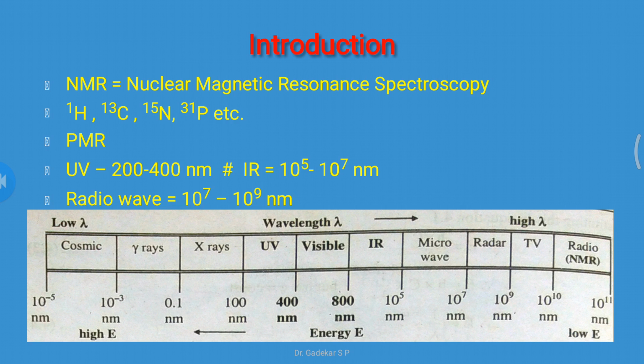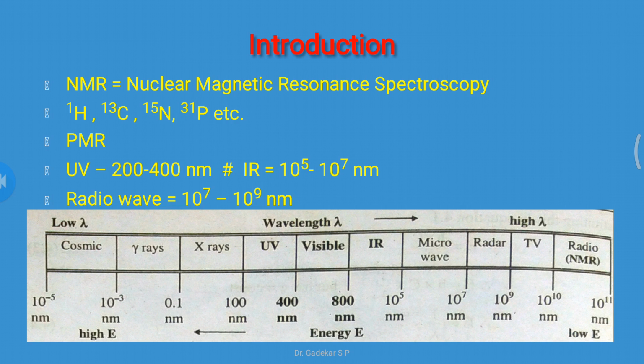In this chapter we use the nuclei of hydrogen, which means proton. The hydrogen nucleus is a proton, so we call it proton magnetic resonance spectroscopy, PMR. Only proton magnetic resonance spectroscopy is included in our syllabus. Others are not included in our syllabus.